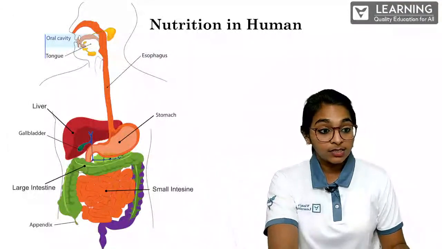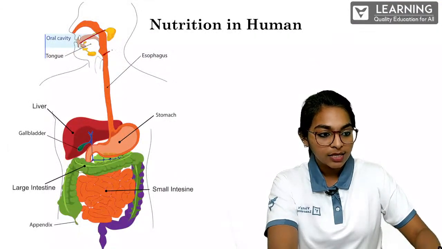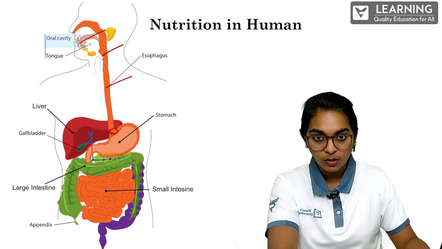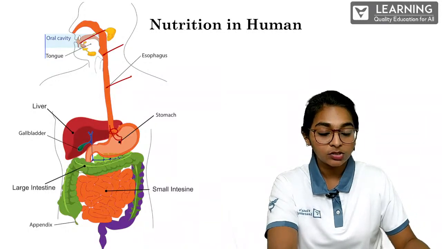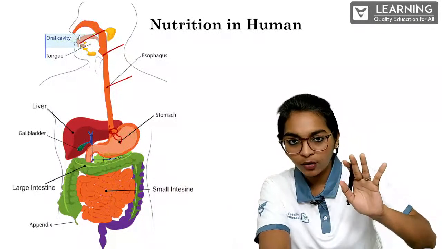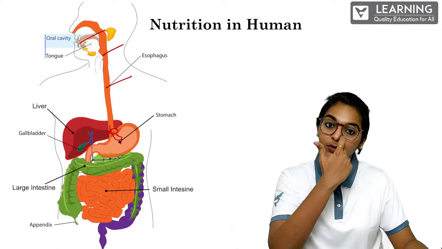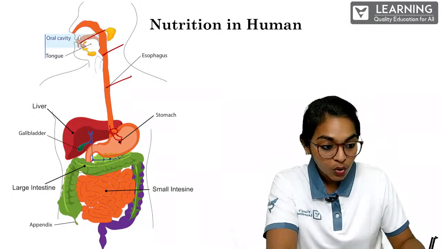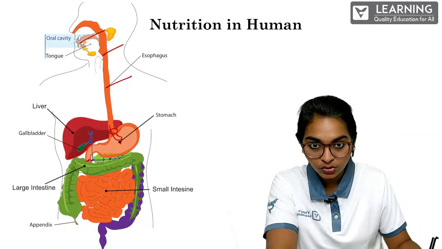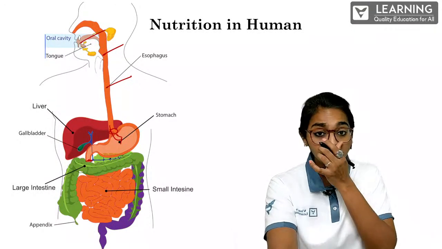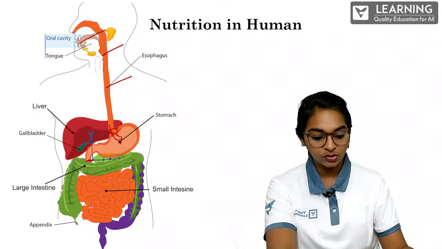So the oral cavity is done, the pharynx is done, the esophagus is done. Now the food is entering the stomach. When it enters the stomach, it will not just fall in. There you have a valve again. At the opening of the stomach you have a valve, and at the end, when it enters the small intestine, there also you have a valve. These are sphincter valves, which help in the opening and closing of the stomach.